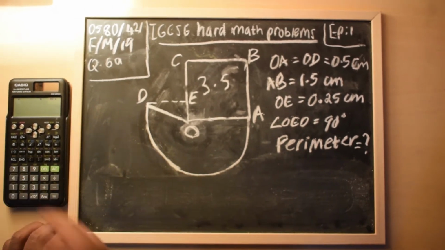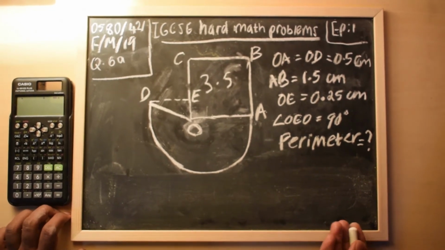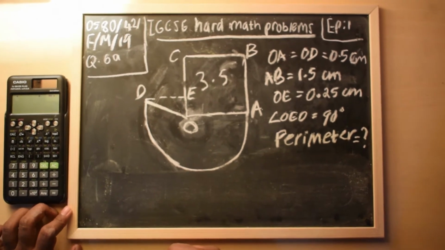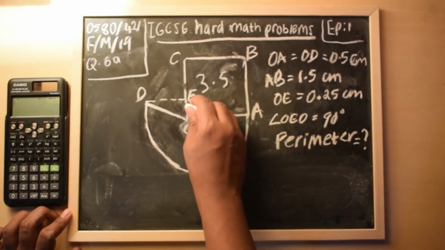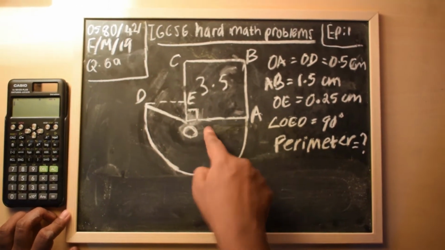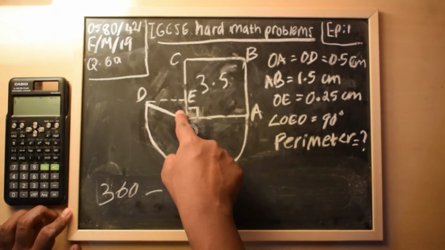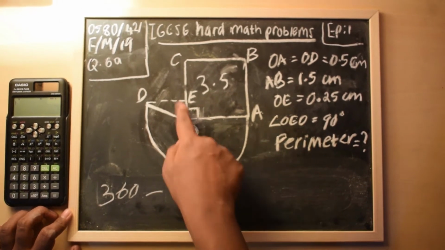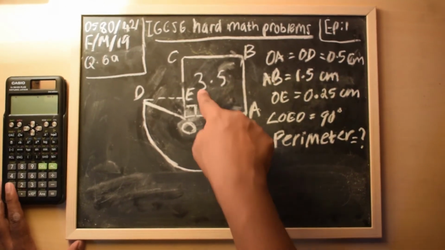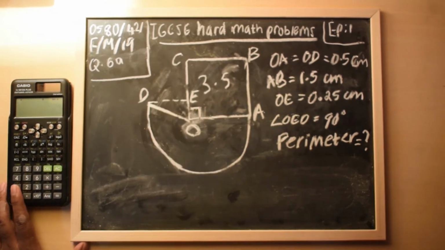Now we have to find the perimeter of the sector. To find the perimeter of the sector, you need this angle, okay? To find that angle, we know that this is 90 degrees. We know that this is 90 degrees. So to find this angle, you have to subtract 360 minus this angle minus this angle. So to find this angle, first you have to find that one. So to find that one, we know that OE is 0.25 and we know that OD is 0.5.